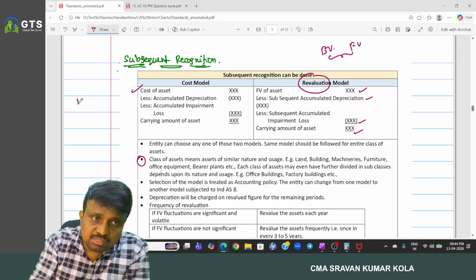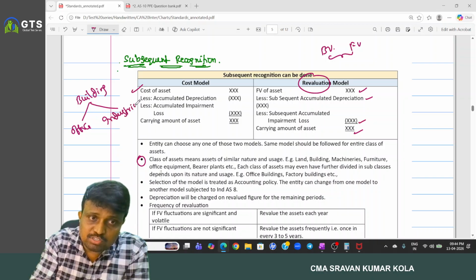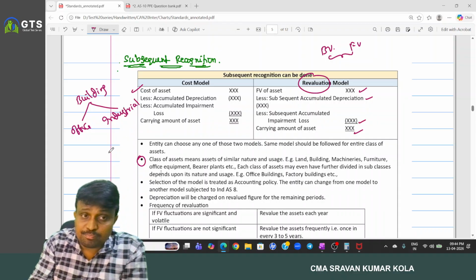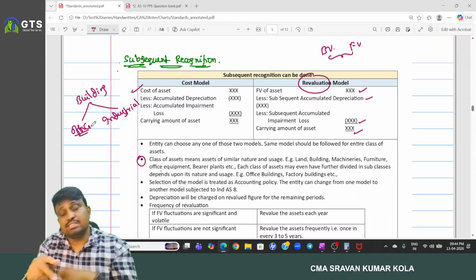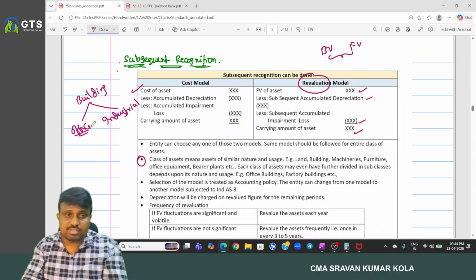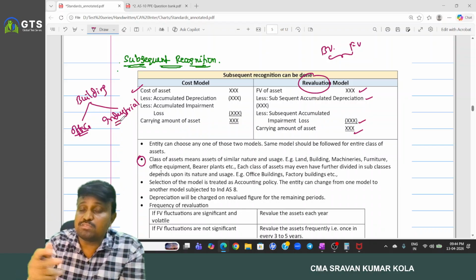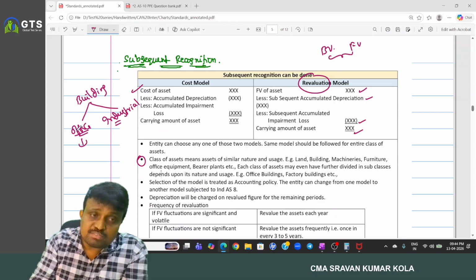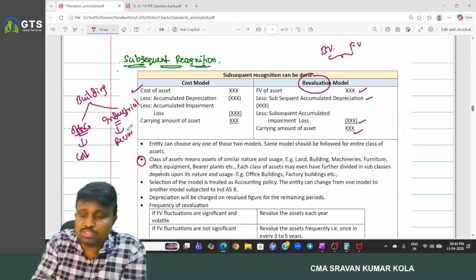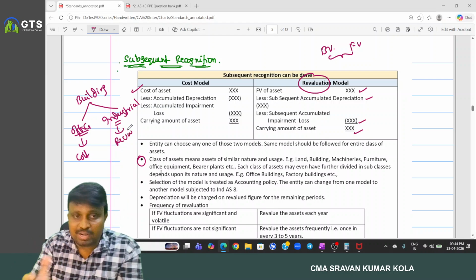For example, in case buildings are there, in building we have two classes. One is office building and another one is buildings located in an industrial area, which are used as a factory building. The usage and nature of the office building is different from the usage and nature of the industrial building. Then, for office building, you may follow the cost model. For industrial building, you may follow the revaluation model, or vice versa, depending upon the case.